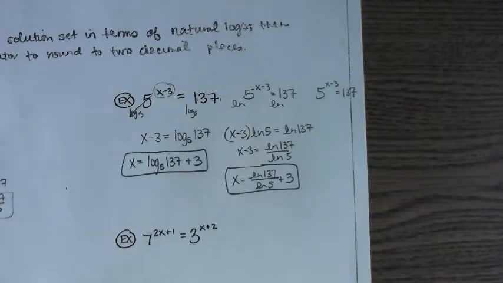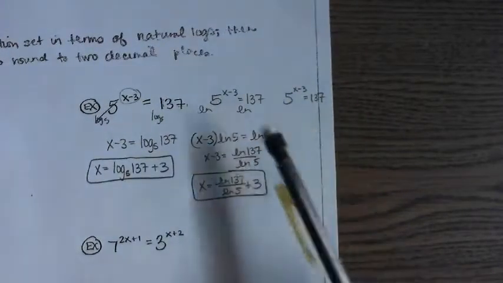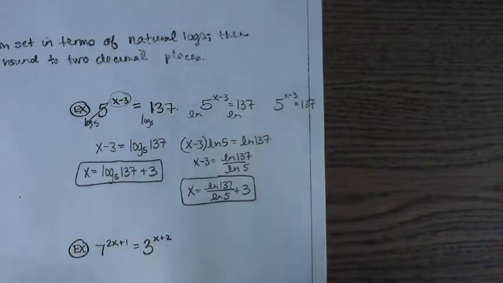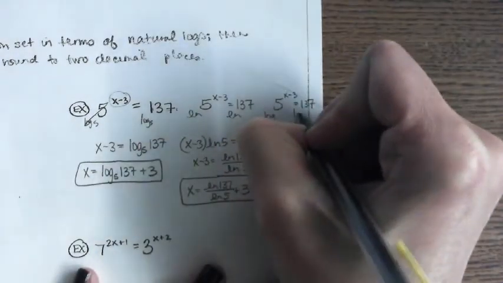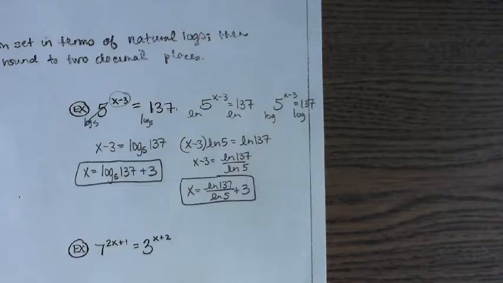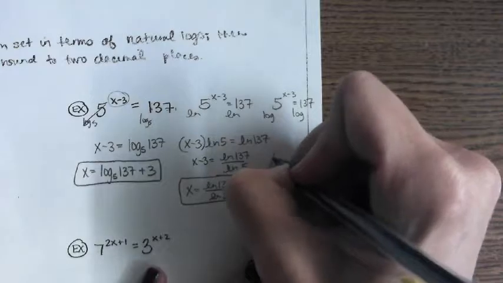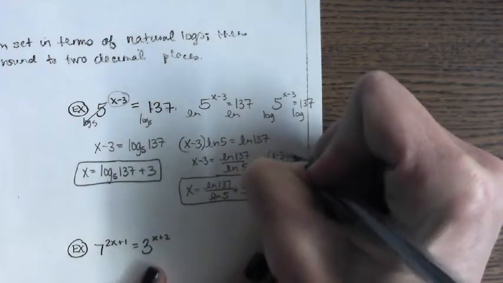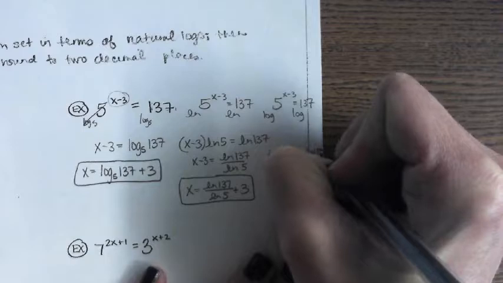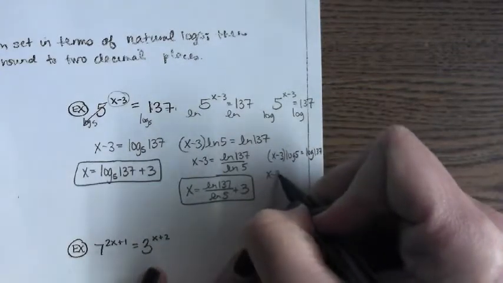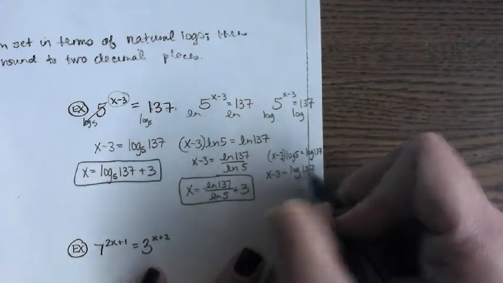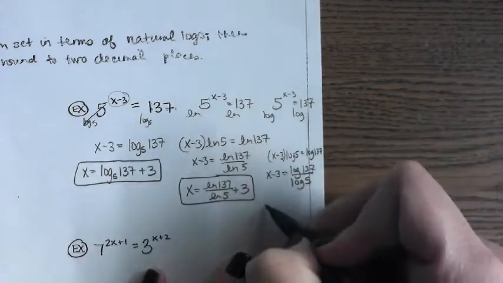Let me do all 3 of these, and I'm going to answer your question and show you why these are all the same solution, even though the presentation is different. And then on the third one, if you don't do the natural log, you would just do the plain old log. Again, technically we all know that's log base 10, but we would still bring our x minus 3 out in front. Log 5 equals log 137. Divide your log 5 over, and add your 3.